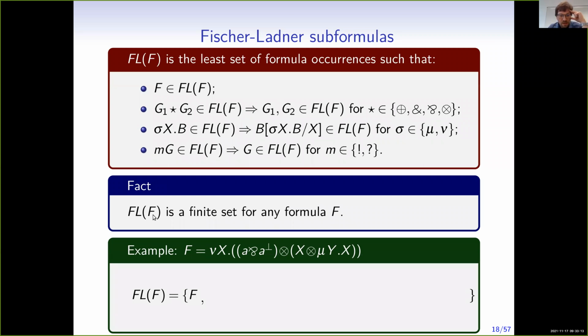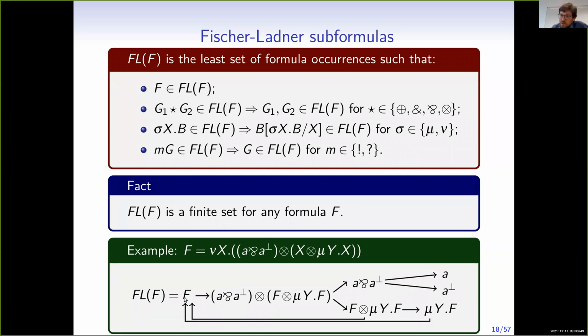So here, just an example. For this formula, the Fischer-Ladner set of subformulas is made of F, the unfolding of F, the 2 subformulas of the tensor, the 2 subformulas of the par, A and A perp, and the right subformula of mu y F. But we need also the left subformula of the tensor, but it's already here because it was F. And we need also the unfolding of the mu y F formula. But since F is closed, y has no occurrence, and its unfolding is simply F. So we have already this in our set. So we have the full set of Fischer-Ladner subformulas.